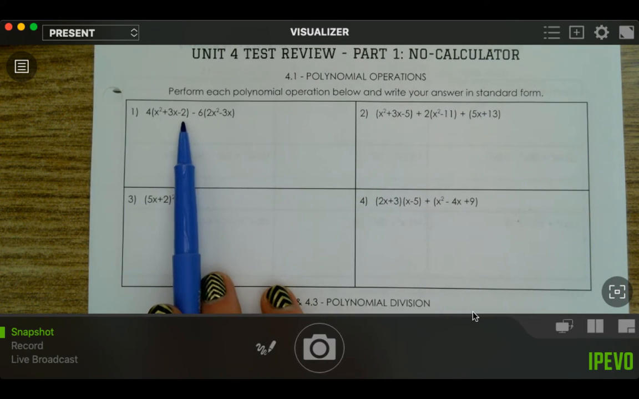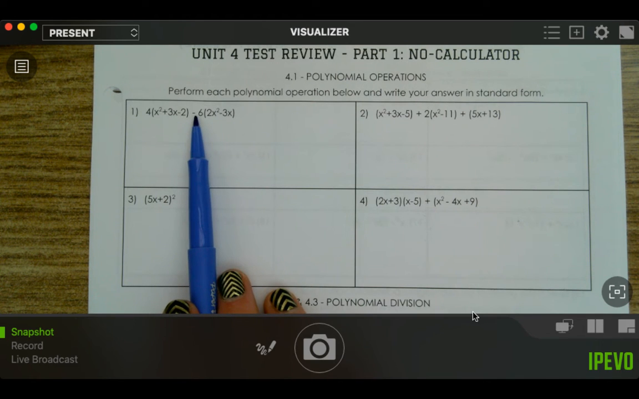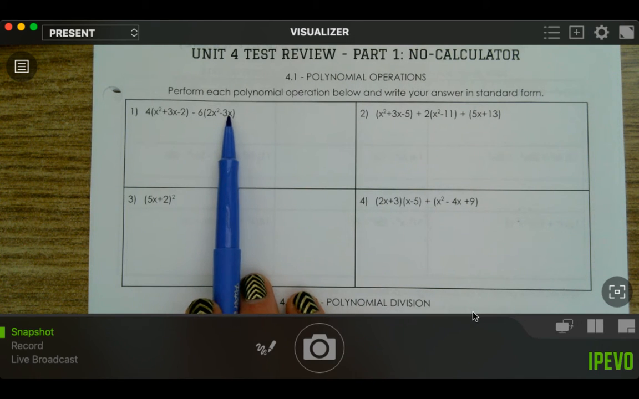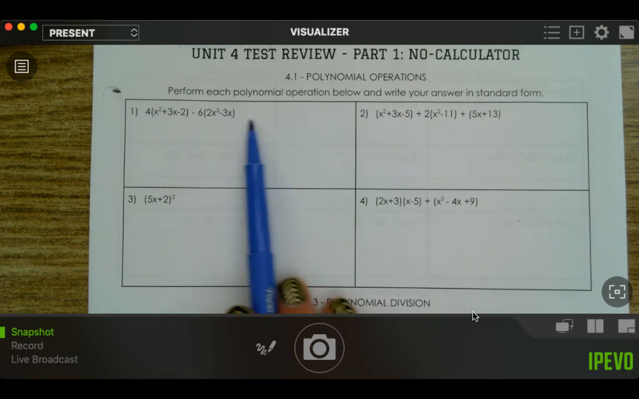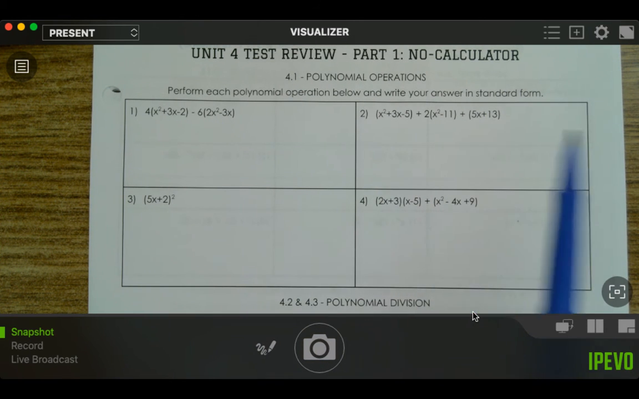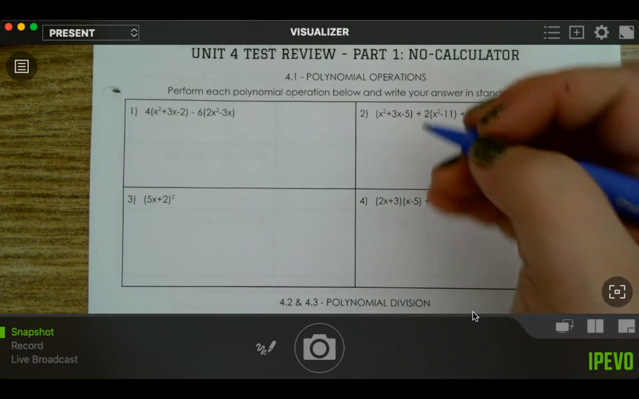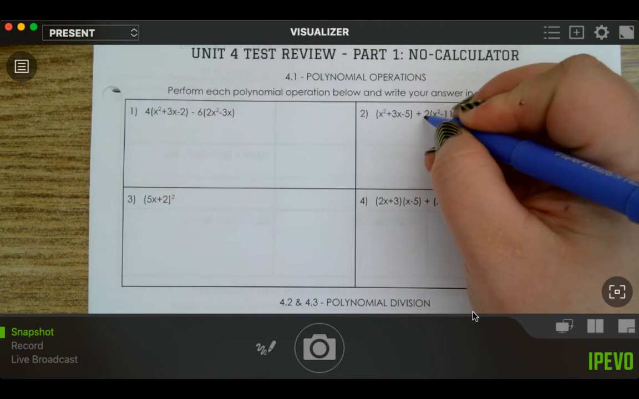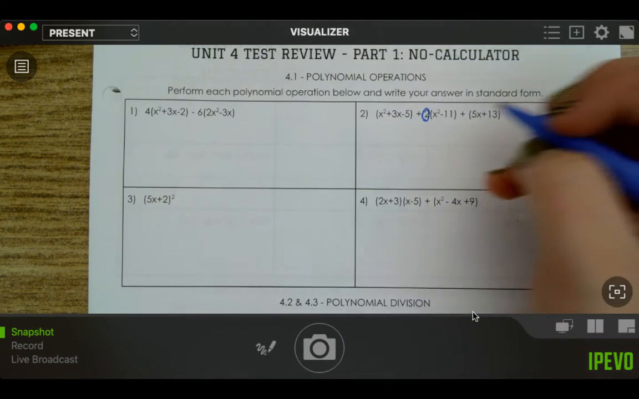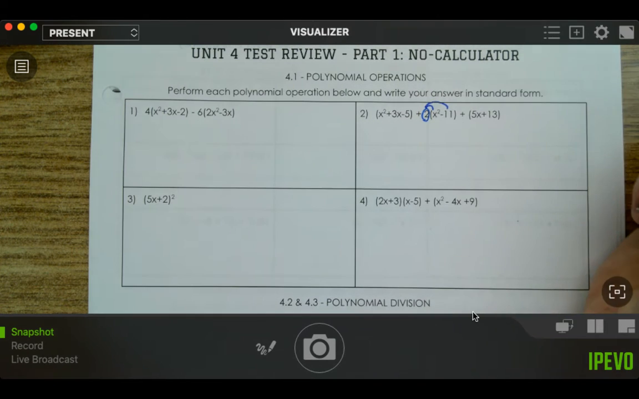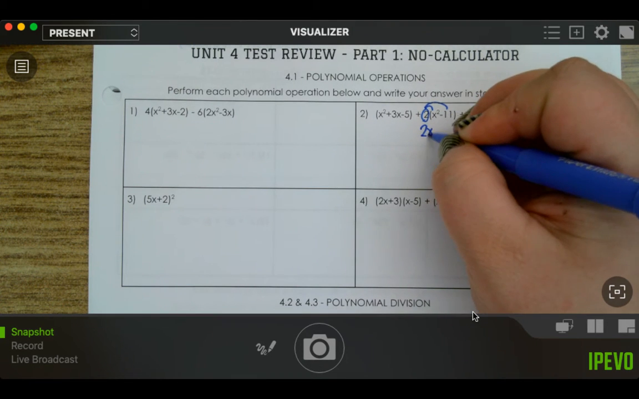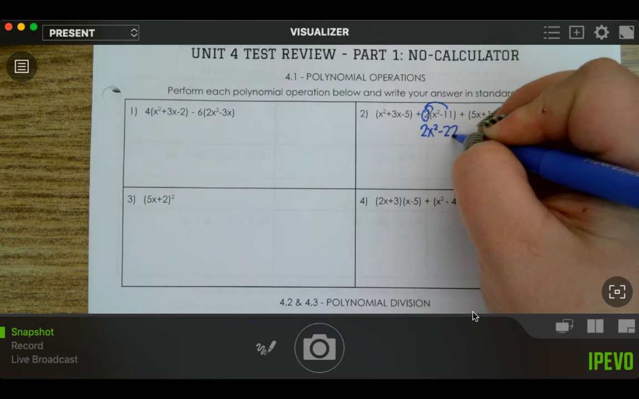On number 1, you would multiply this 4 all the way through and this negative 6 all the way through, and then you're going to combine like terms. I'm going to go ahead and do this one instead, but that's an idea of how you would do number 1. So I've got this 2 here in the middle that I need to multiply to my parentheses. That's going to make 2x squared and negative 22.